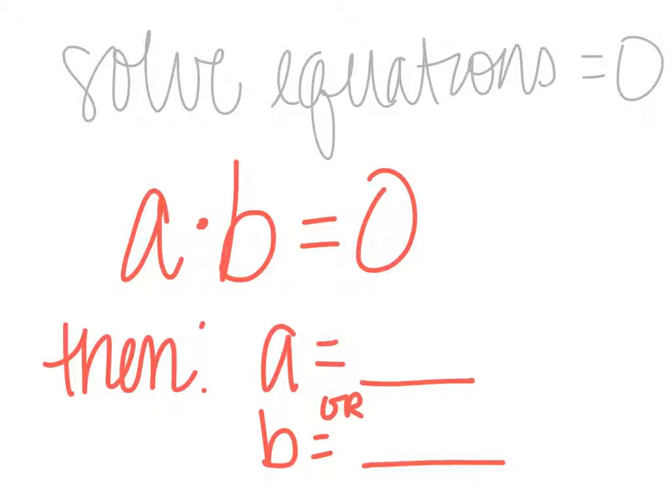So today in class we learned a couple different things, and one of the things we learned was how to solve equations. If you'll remember, if A times B equals 0, then that means one of two things: either A is 0 or B is 0, because the only way to get 0 when you multiply is if one of them is 0.